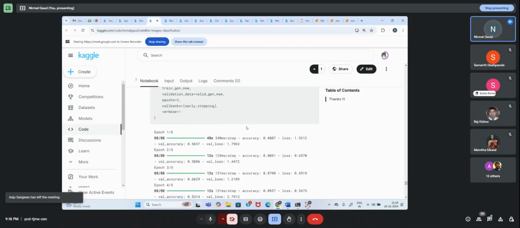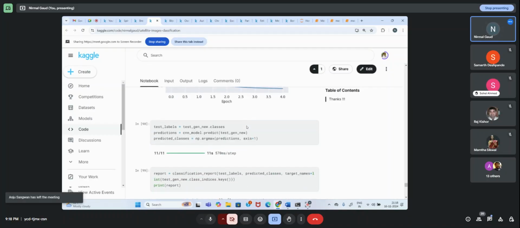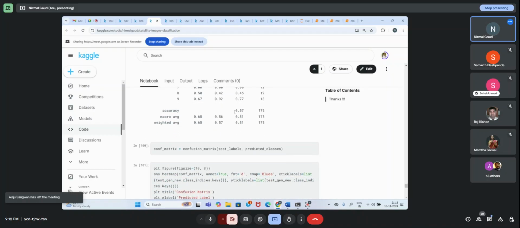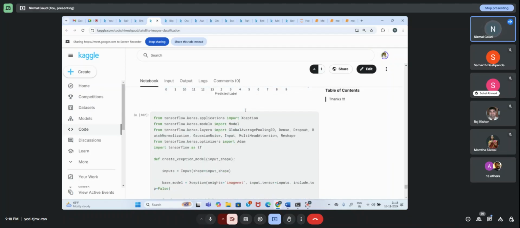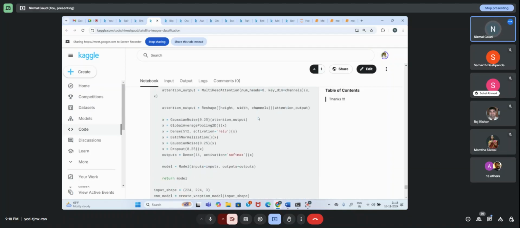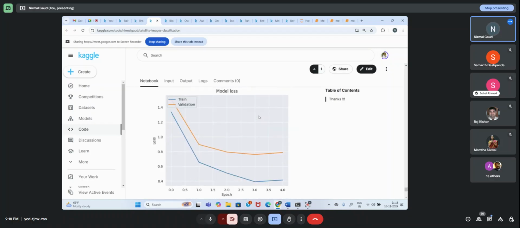Inception, see what it is doing. Inception 57%, so on 14 classes, if you want to do the classification of 14 classes, it's never been easy. 57% with Inception. Now see what Xception is doing. Xception, same architecture, look at this.